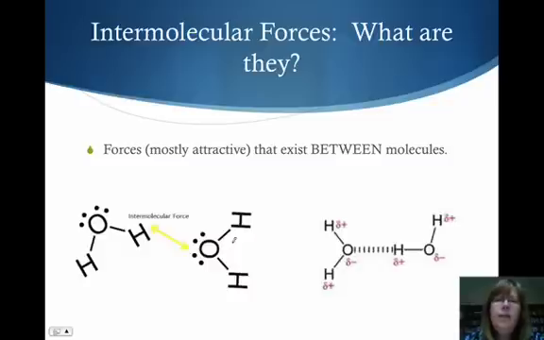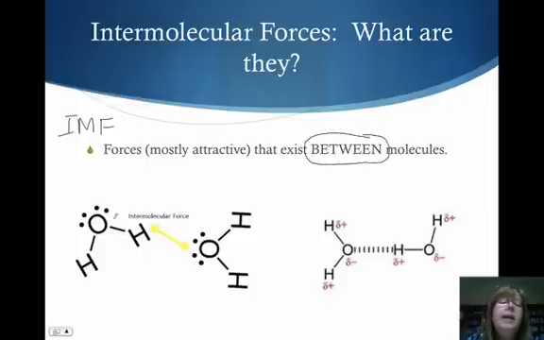All right. So I told you we were going to tell you what intermolecular forces were, and so here is the slide. Folks who are in honors chemistry, you're going to have an additional video about intermolecular forces. Sometimes you may hear people call them IMFs. These are forces that are usually attractive forces that exist, and this is the key word, between two molecules. So here we have a water molecule, and here we have another water molecule. And the intermolecular force is what exists between these two molecules.